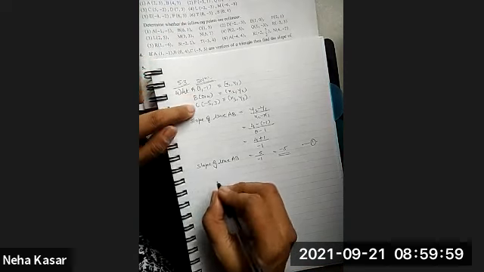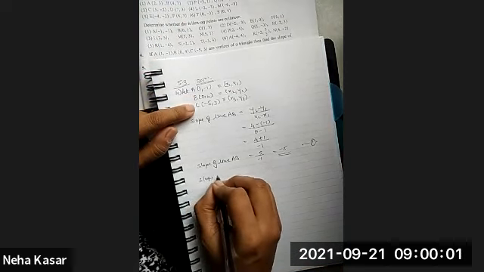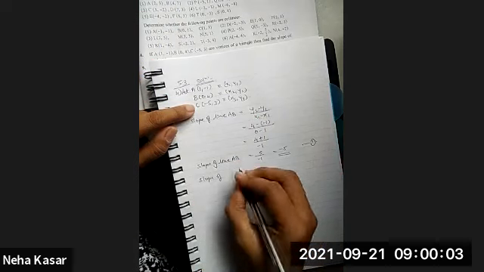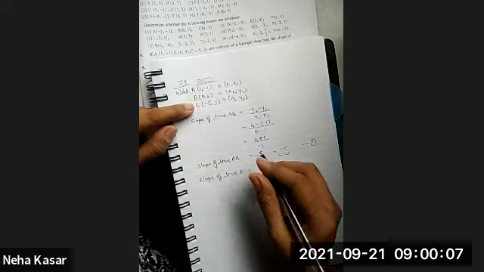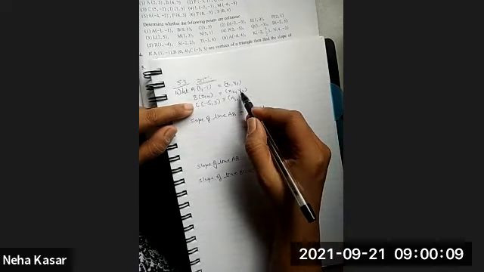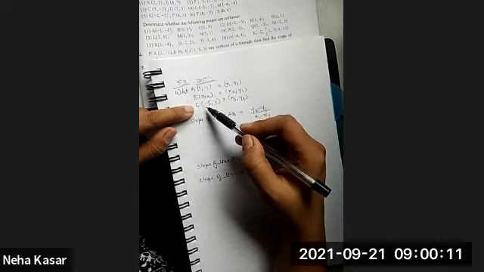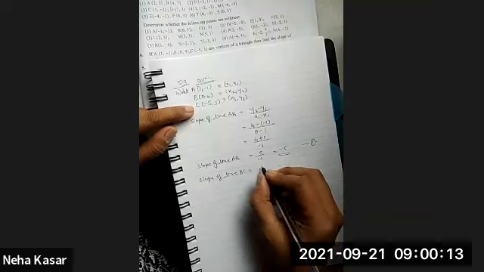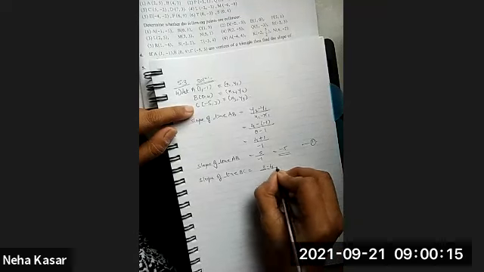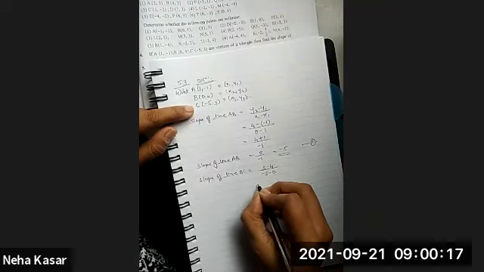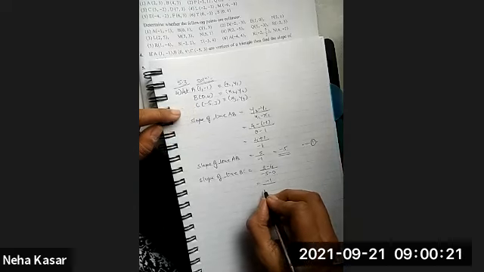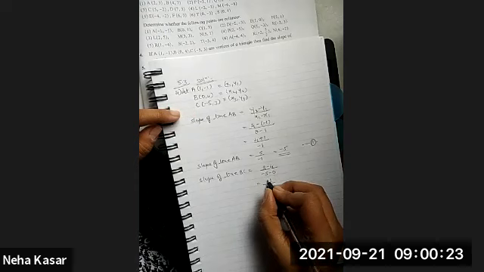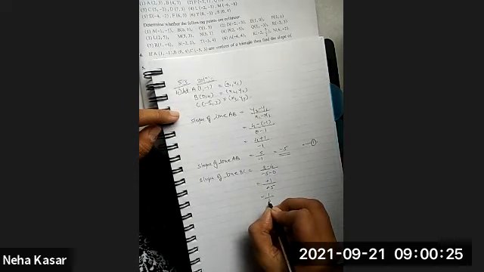Then the slope of line BC. Once you have written the formula, don't write it again. The slope of line BC will be y3 minus y2. We have to subtract the coordinate of B from the coordinate of C. So that is 3 minus 4 upon -5 minus 0. 3 minus 4 is -1 and -5 minus 0 is -5. So minus minus will get cancelled. The answer is 1/5.